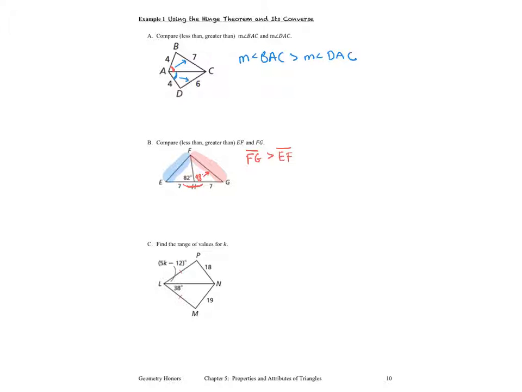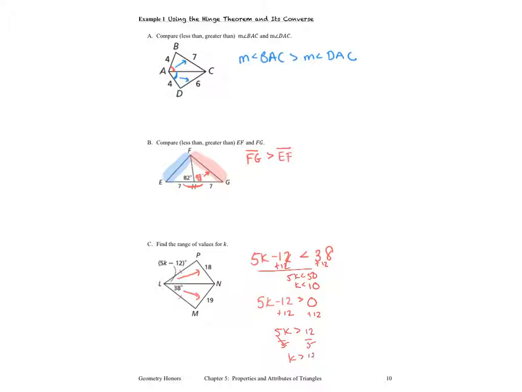To find the range of values, I know that 5K minus 12 has to be less than 38 degrees. But I also know that it has to be greater than 0 degrees, because you can't have an angle that's smaller than 0, so I have to be careful of that. So I'm going to add 12 to both sides. I get 5K is less than 50, divide by 5 on both sides, and I get K is less than 10. But also, 5K is greater than 12, divide by 5.